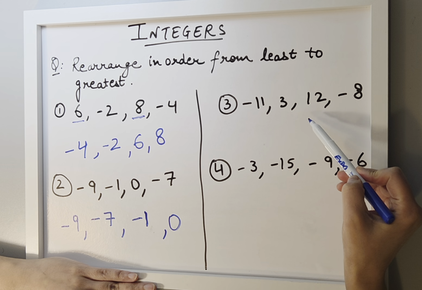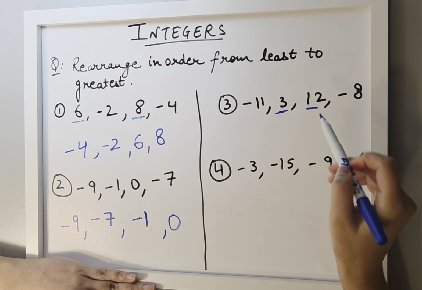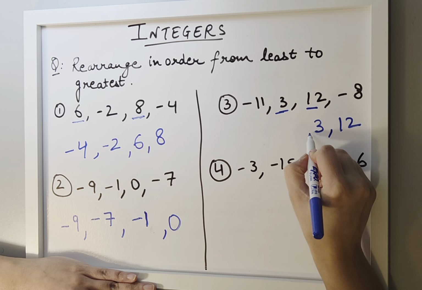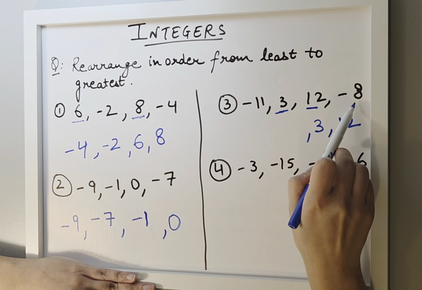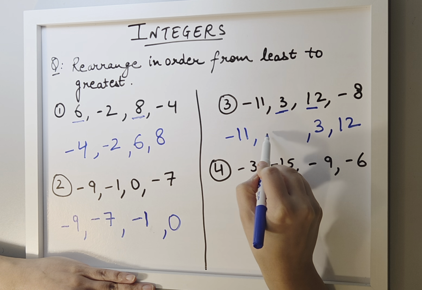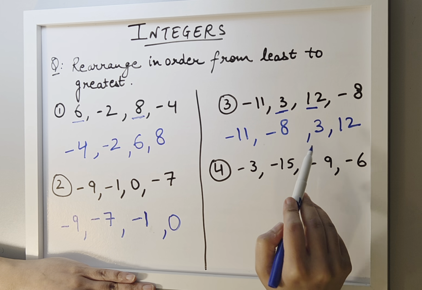Now the third question, we have 2 positive numbers and 2 negative numbers. Out of 3 and 12, 3 is smaller and 12 is greater. Now out of -11 and -8, -11 is smaller and -8 is greater than -11.